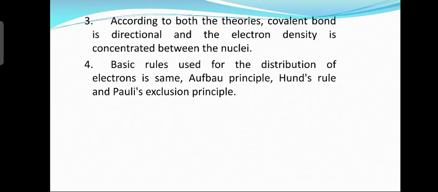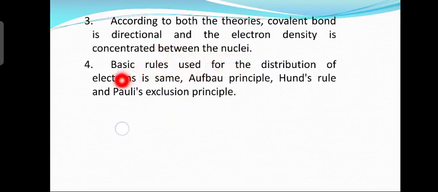Third point: according to both theories, the covalent bond is directional and the electron density is concentrated between the nuclei. You know that a covalent bond is a directional bond, which means electrons are present in between the two combining nuclei. So according to both theories, the covalent bond is directional and the electron density is concentrated between the nuclei.